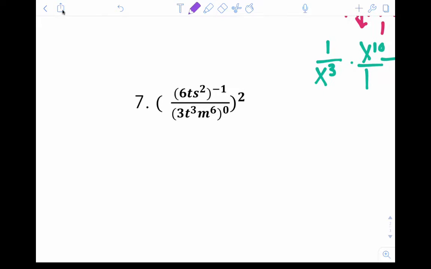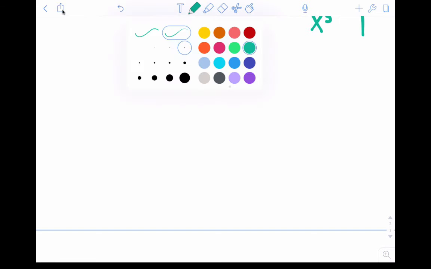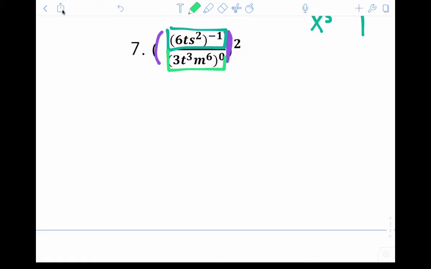Let's go on to number 7. All right, this is where you really need to be careful with what you're doing. Problems that start getting more intense like this are the type of problems that you're going to have many different ways to do. So what I like to do when I have problems like this is work inside of the parentheses first to simplify. Now when I'm working inside of the parentheses, I'm going to work with my numerator first and then my denominator. And then once I get all of that simplified, then I'll take it to the power of 2.